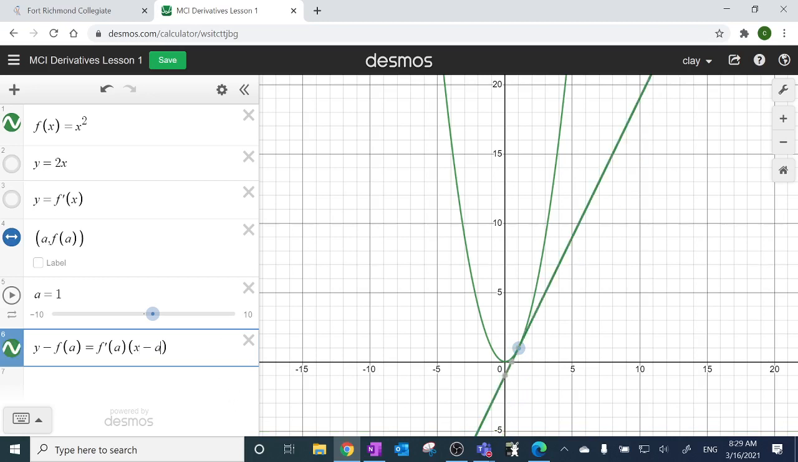Now, as you can see, as I move the point along, you can see the tangents change. And now you can really see that, again, starting at 0, let's see if I can get right on 0.